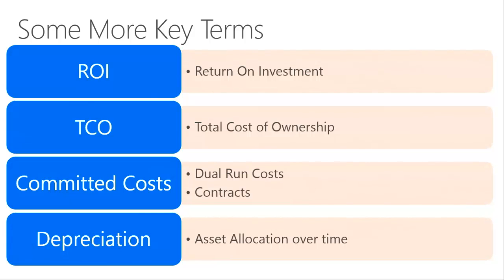Committed costs and depreciation. If you're coming into an organization and trying to make the business case for Lync, it is most likely going to be the case that Lync is cheaper than whatever they're doing today, or Lync is cheaper than upgrading that Avaya or Cisco. The problem is that people have dual run costs, which means you can't just come in on day one and shut something off and magically switch over to Lync. There are time periods where these things coexist.